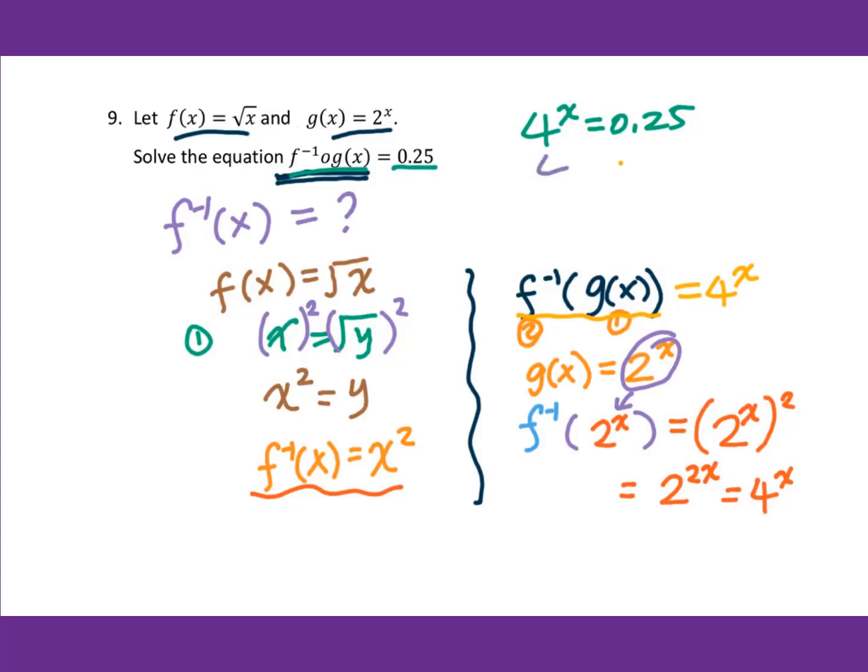Then I will change 0.25 into 1 over 4, and we could say x equals -1. That's the solution.